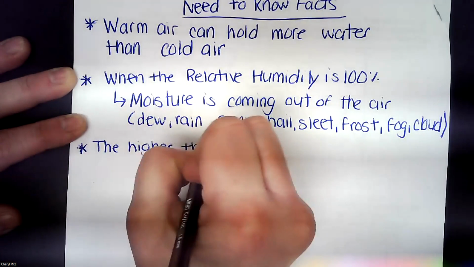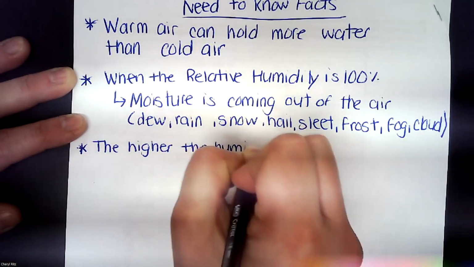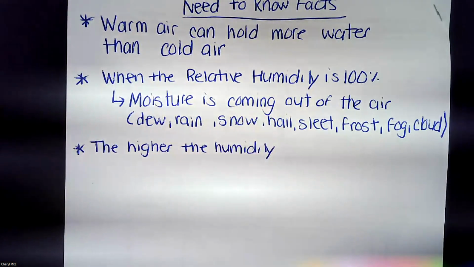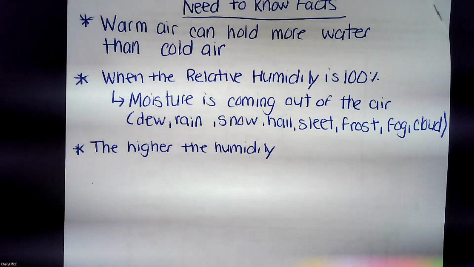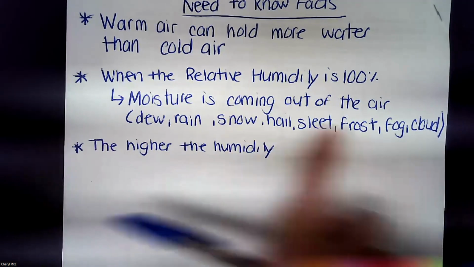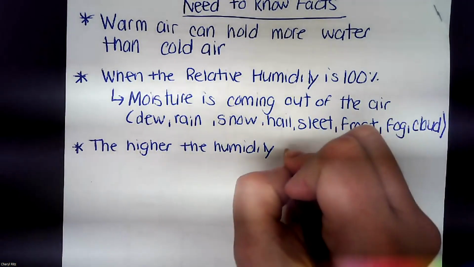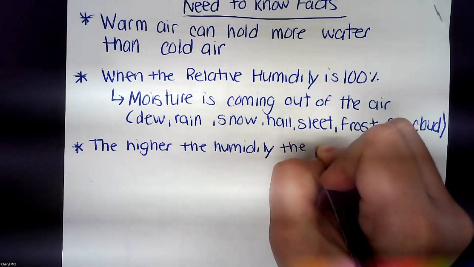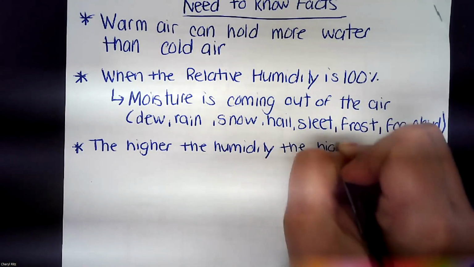The higher the humidity, what does that mean? As humidity goes up, what else is happening? Because the humidity is 99%, it's going to start doing something. Yeah. The higher the humidity, the more chance, the higher the chance of precipitation.